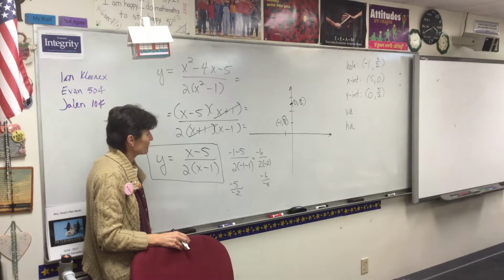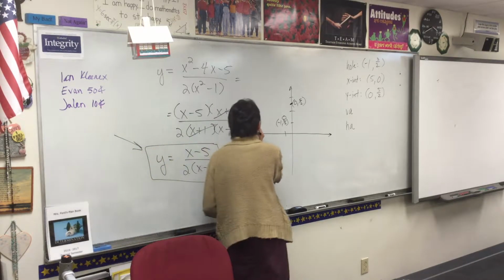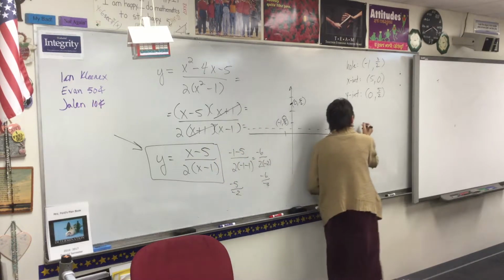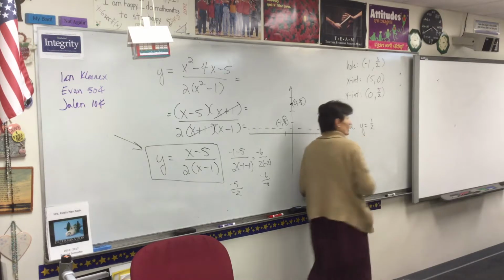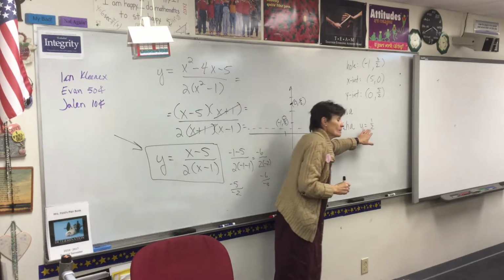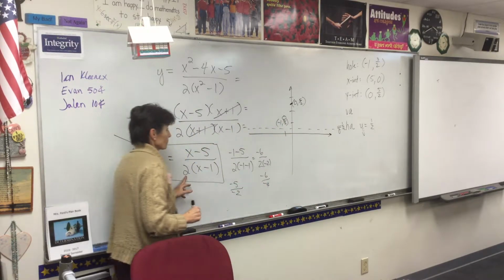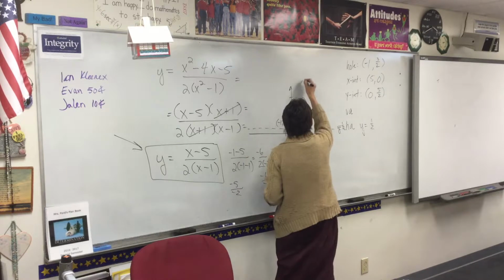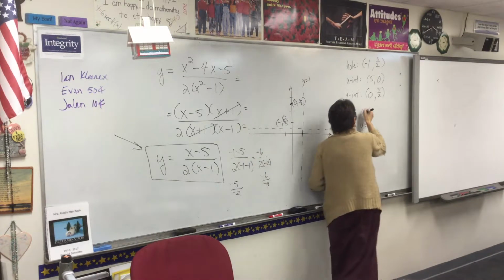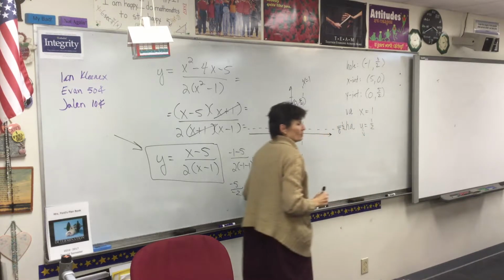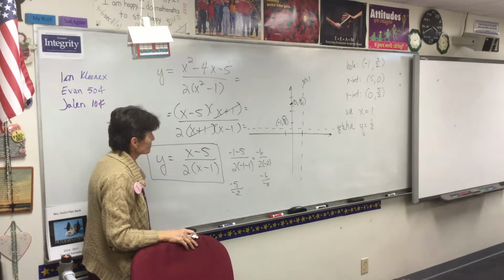Horizontal, 1/2. Horizontal is y equals 1/2. And remember, when you do your horizontal asymptote, well, any of your asymptotes, they're equations. So it's y equals, or x equals. Vertical is x equals 1. Vertical asymptotes happen where your denominator is 0. It's called a non-removable discontinuity. x equals 1 is your vertical asymptote.